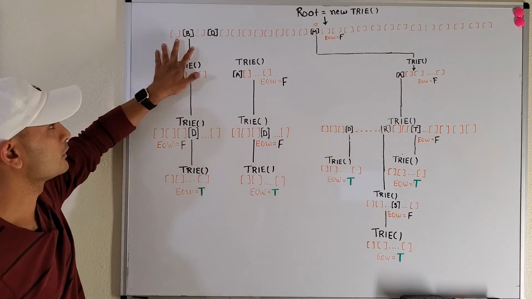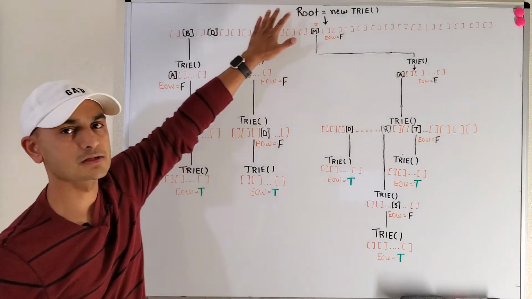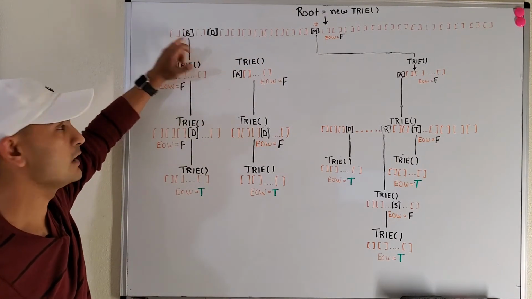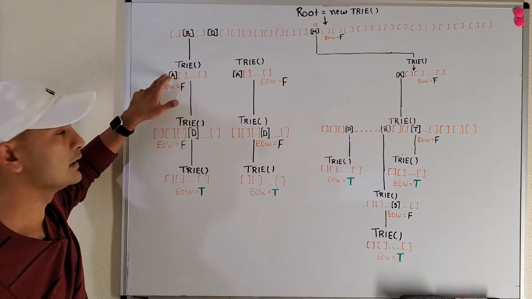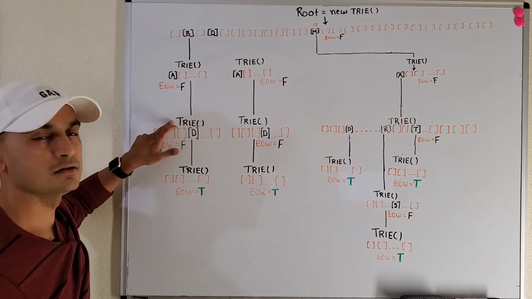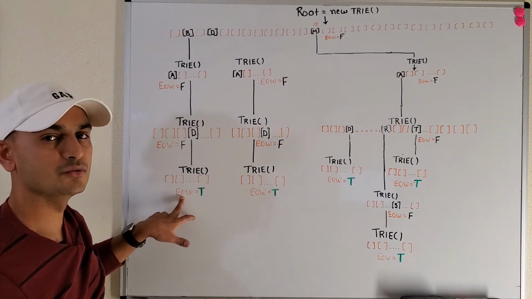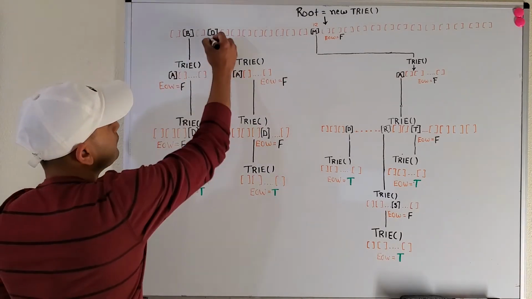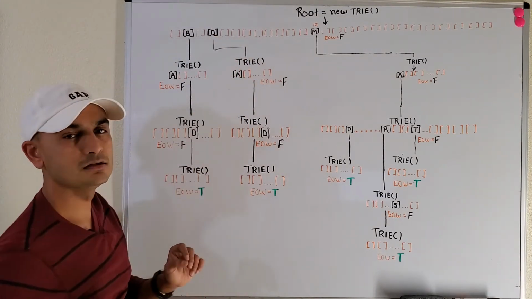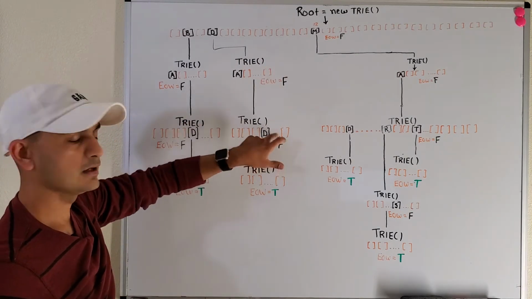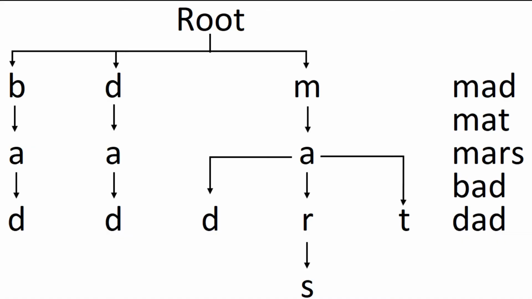Now likewise for bad and dad, we'll go to the root object and create a new object for B for bad. We'll go to that trie object, again create a new trie object for A, and go to that. We'll again create a new object for D, and for that trie object, we'll mark end of word as true. And similarly for dad, we'll create new trie objects for D, A, D, and then mark end of word as true. So this is how we add words into a trie data structure. Now let's quickly write the code for this add word method, and then we'll come back and look at the search part of it.